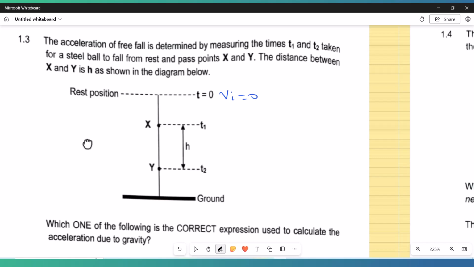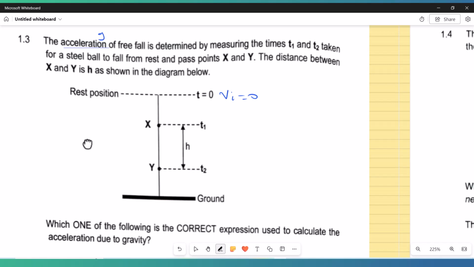Okay. All right. Then they say here, which one of the following is the correct expression used to calculate the acceleration due to gravity? I repeat, you're looking for this acceleration g over the free fall, determined by measuring the times t1 and t2 taken for a steel ball to fall from rest, that means v initial is 0, and pass points X and Y. The distance between X and Y is h, as shown in the diagram below.